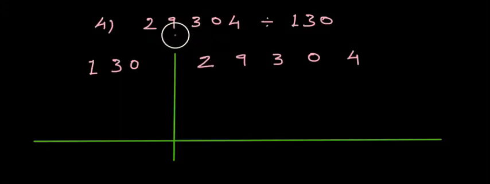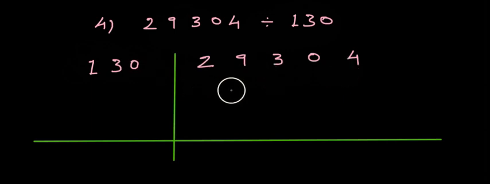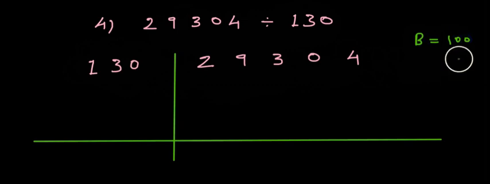Fourth example is 29,304 divided by 130. 130 is the divisor and 29,304 is the dividend. So I have written the divisor and dividend already here. Let us first identify the nearest base for the given divisor 130. The nearest base is clearly 100. 100 is the nearest base for the given divisor 130.